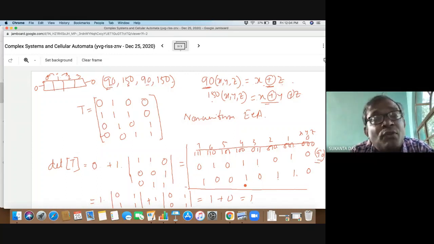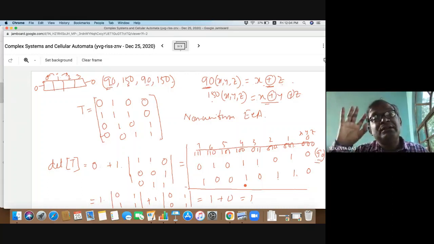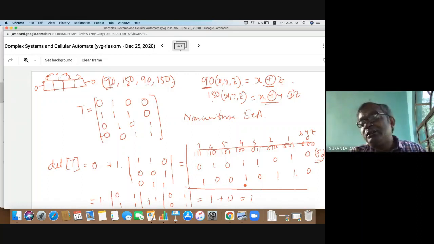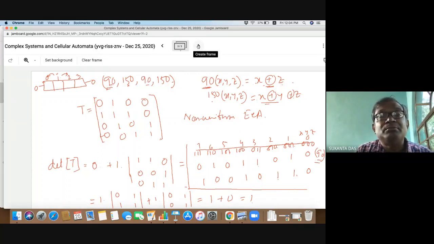So the determinant of T is 1. Therefore, from the theorem we get that this T is invertible, therefore reversible. T has an inverse. So it is a reversible CA. How did I get this? From the invertible matrix theorem.